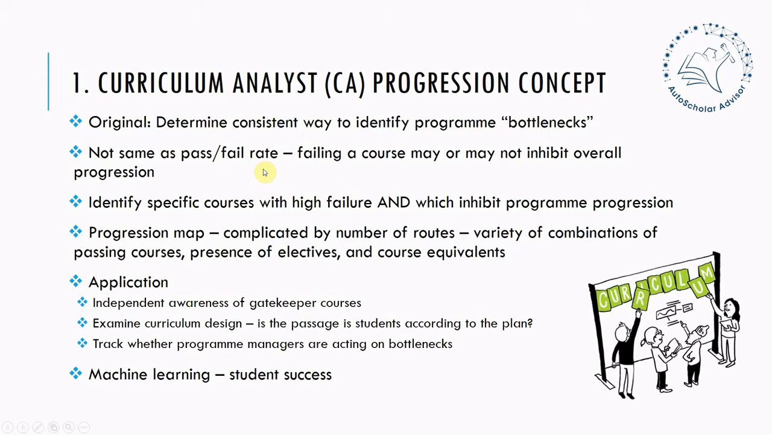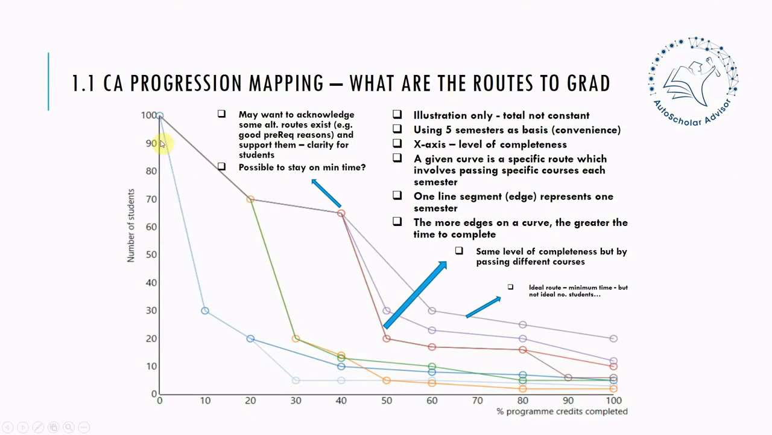A gatekeeper course serves as a prerequisite to many other courses, and has a high failure rate. A high fail rate on, for example, an elective course, does not necessarily limit graduation. However, a high fail rate on a foundation course can severely limit overall student progression. Let's look at a progression map.